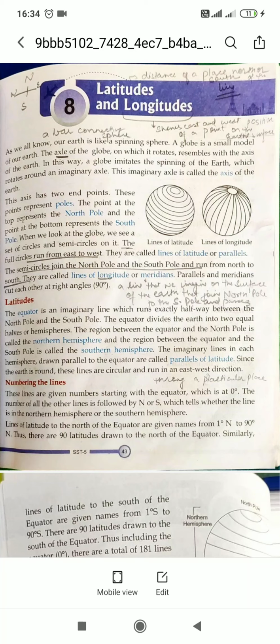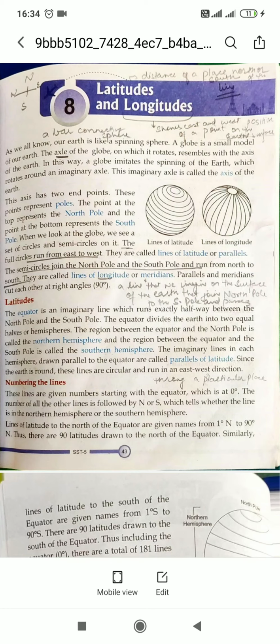The earth rotates on its axis from west to east. This axis has two endpoints. The top point represents the North Pole and the point at the bottom represents the South Pole. We know that a globe is a small model of the earth.